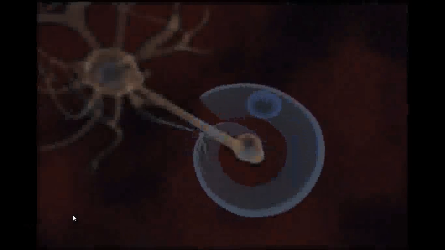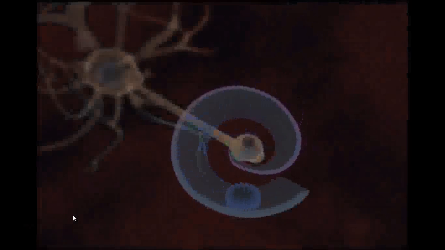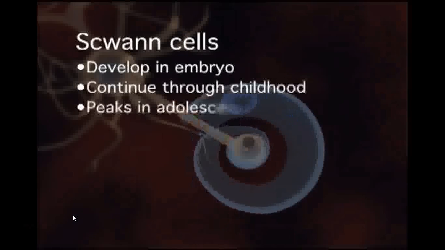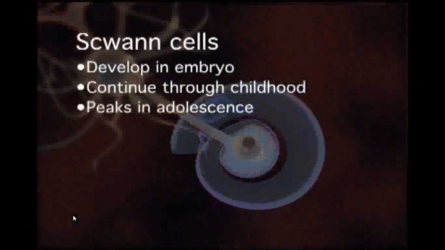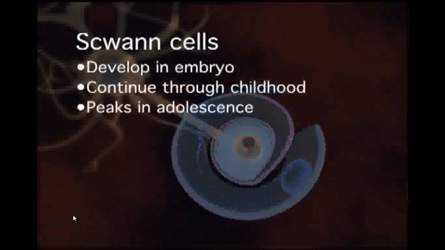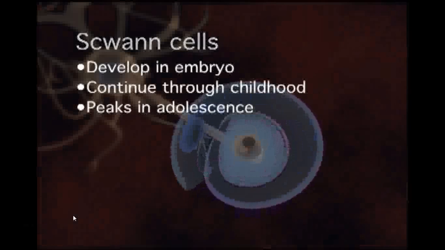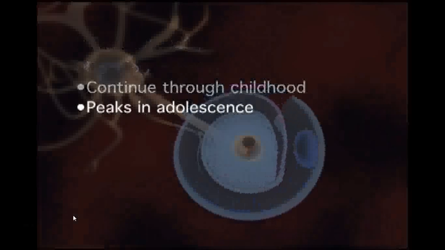The Schwann cell forms a protective covering around the axon. Schwann cells start to develop in the embryo and continue to increase the wrapping around the axon through childhood. This development increases the thickness of the wrappings, which peaks in adolescence. This is why teenagers have such quick responses.